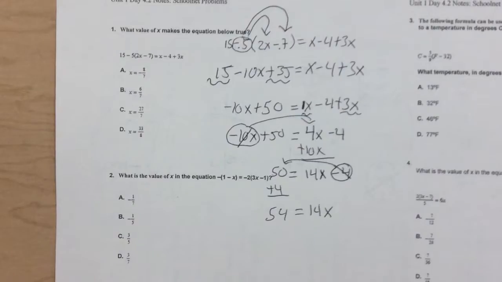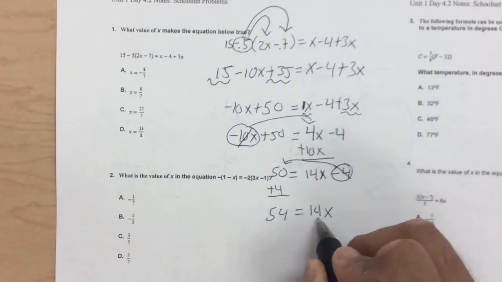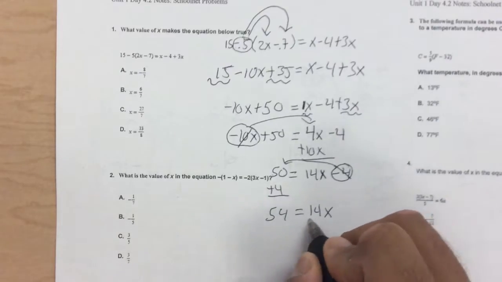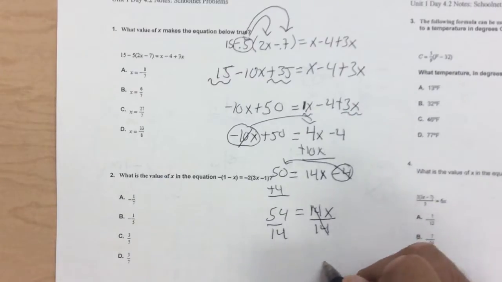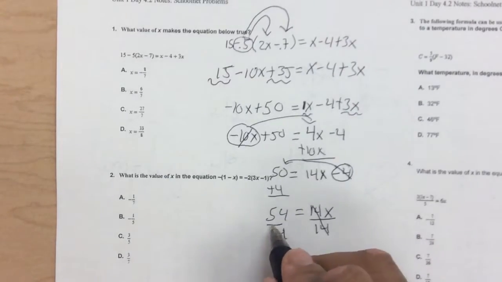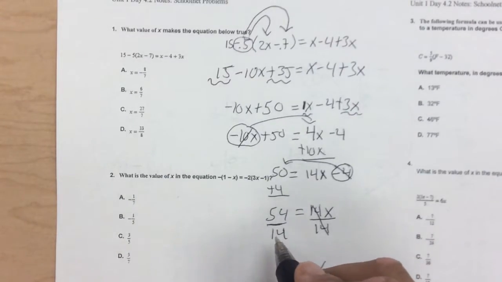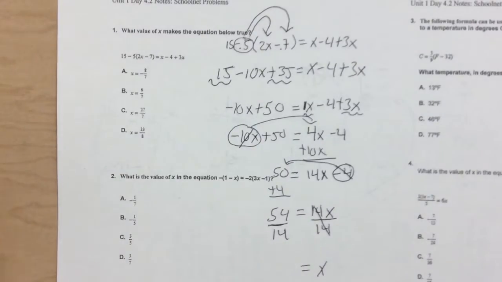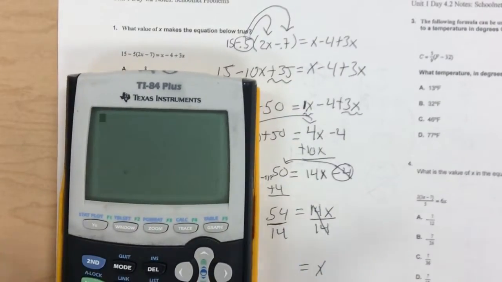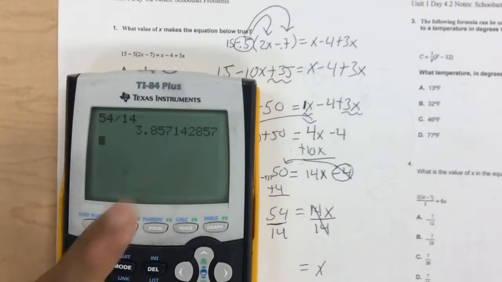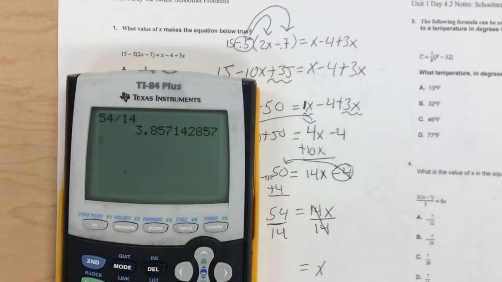So, what's the opposite of multiplying by 14? Dividing by 14. So I'm left with x equals 54 divided by 14. At this point, I would recommend that you use your calculator. So that's what I'm going to do. If you type in 54 divided by 14, you will automatically get a decimal, 3.85.